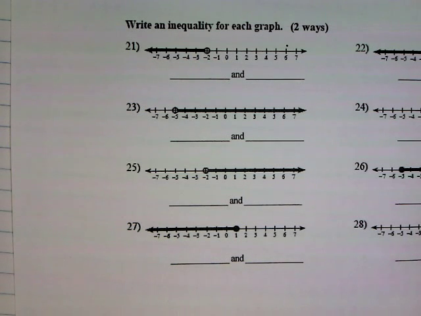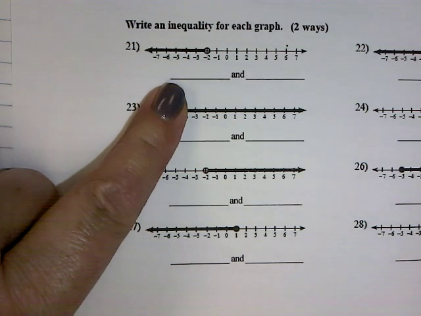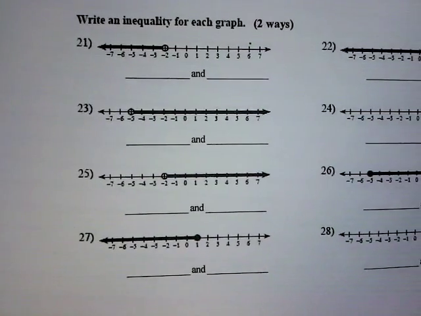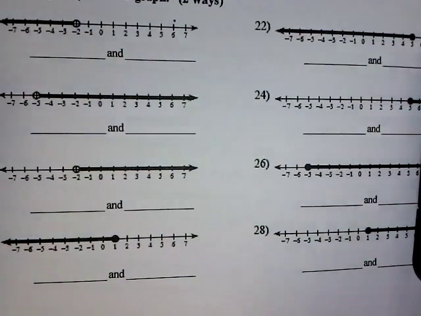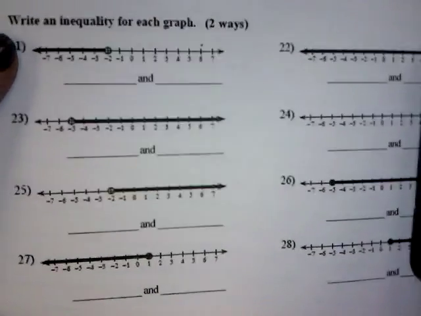All right, so you should have your write an inequality for each graph two ways. We're going to write it where the x is on one side, and then we're going to flip it around, or reflect it, like the x is on the other side. So taking a look at question number 21, and I apologize, I'm getting it as close to it as I can.